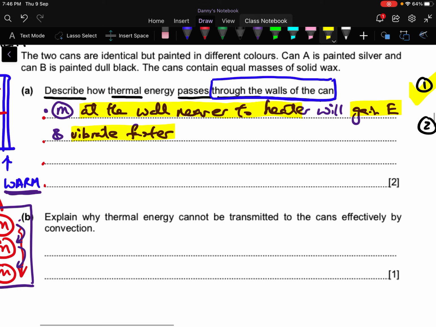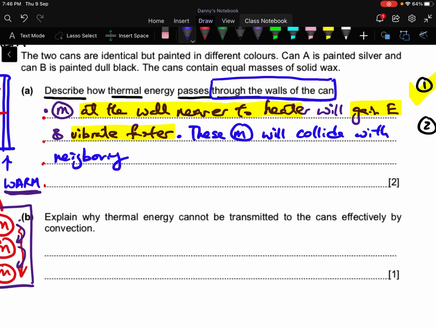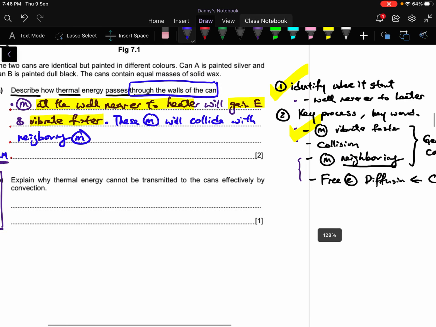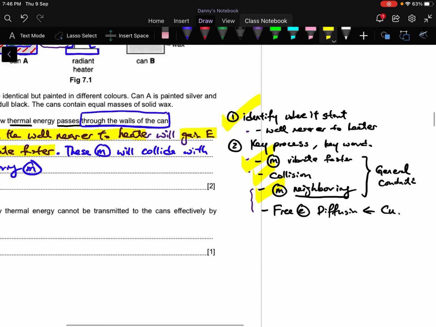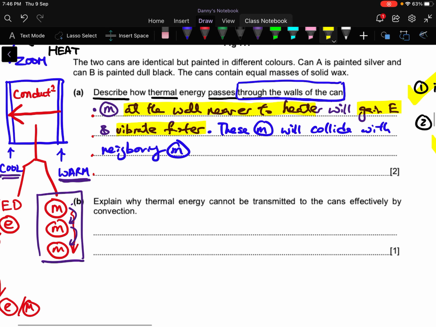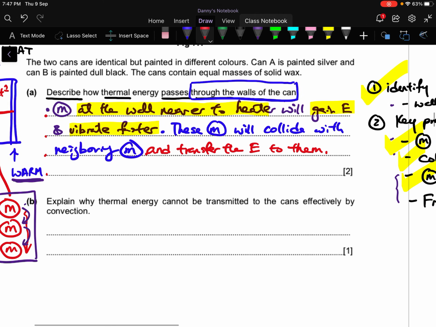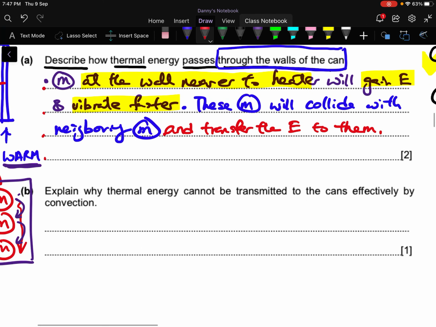Then I need to talk about collision with neighboring molecules. So I continue, using a different color. I must refer to these molecules, which will collide with neighboring molecules. So I have done this and this, but I have not ended now. I need to complete it. Although this is my checklist, I still need to do a closure. So I need to have a closure: and transfer the energy to them. This is my closure. After I do the closure, I realize, hey, I have only one line left.